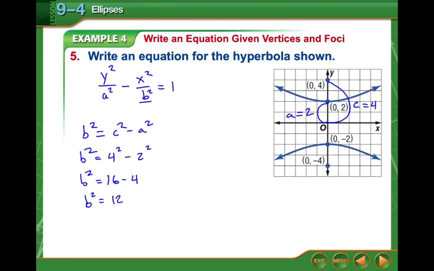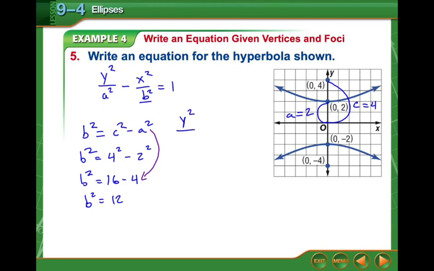So we have b squared. We don't have a squared written out separately, but we did find that a squared is 4. It's 2 squared, which is 4. So now we have everything we need to plug in, and we're good to go.